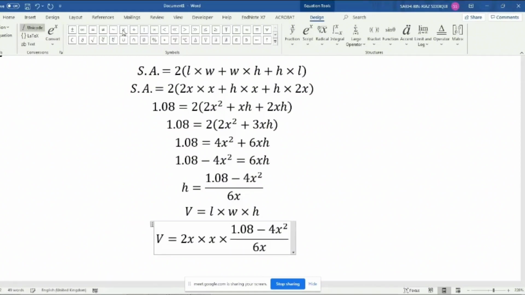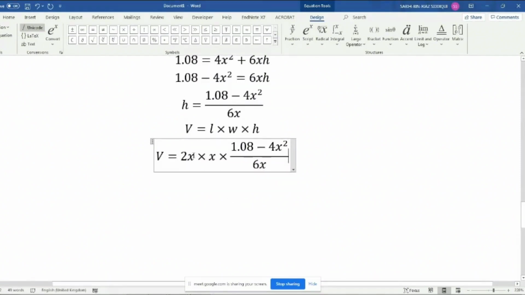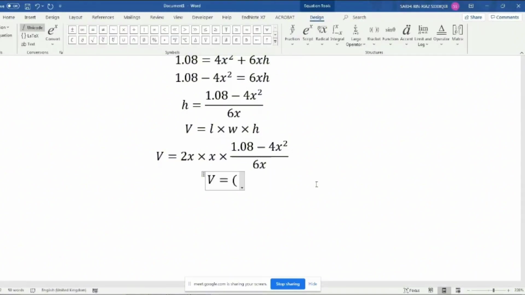Yes, class. Now simply we know that we can cancel out this x and this x, or this x and this x, and we can cancel out this 2 and 3 as well. Yes, so what will be the volume finally? 1.08x minus 4x cubed upon 3. I hope all of you get this answer.